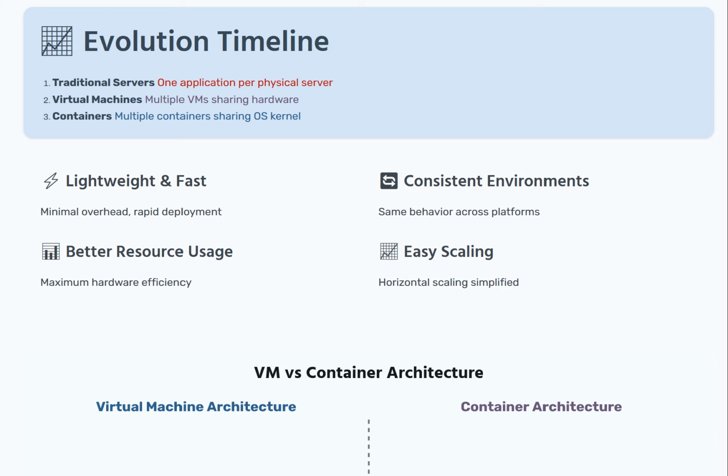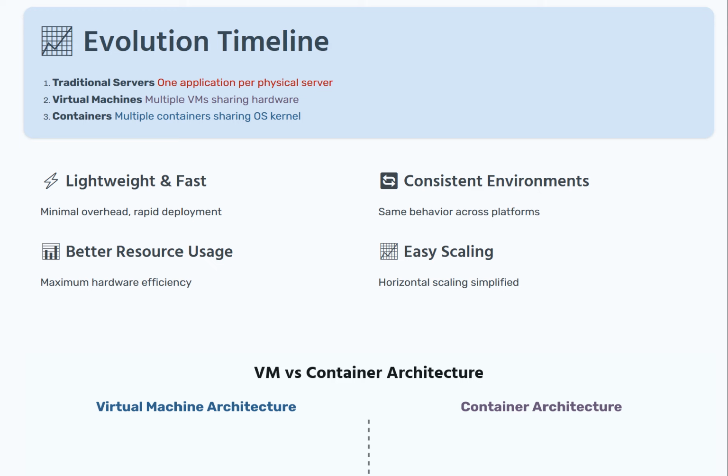And then it's coming into the container age. So containers are multiple containers sharing an OS kernel. So that's one OS and many containers on top of that. But when you look into virtual machines, there is a different guest OS running in each different VM on a particular physical server.